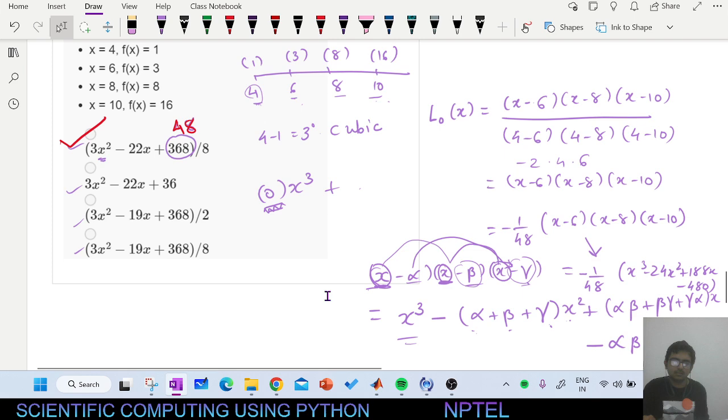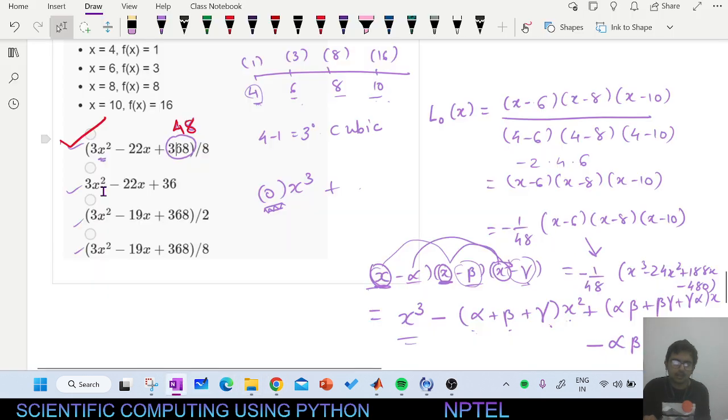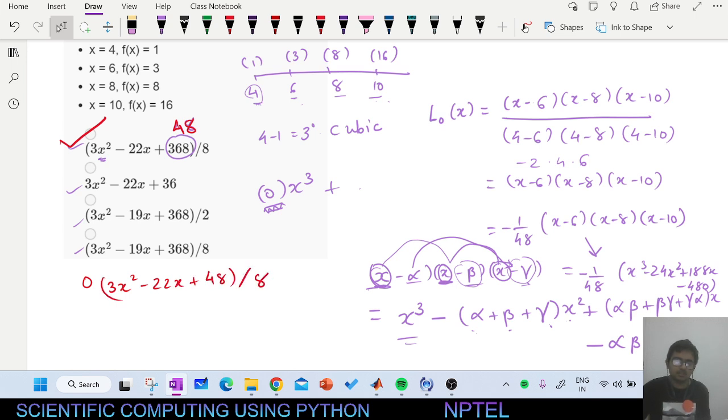Any questions? What is the last answer, sir? Last answer is this one. Let me just write it. 3x square minus 22x plus 48 divided by 8. That's what I got, and I think it is correct because in Agrim's code you can enter it. I think he has already done that, and it gives out this answer.